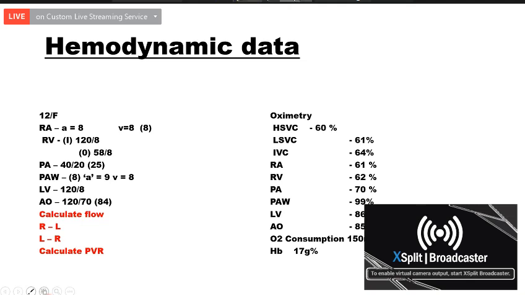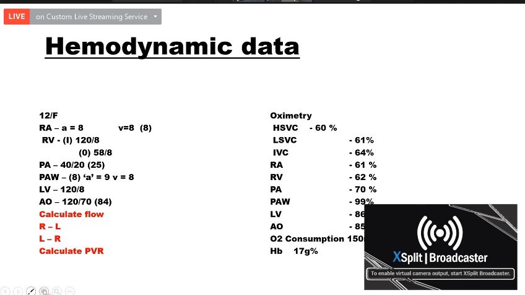There is no RA to RV gradient, but there is a significantly increased RV inflow gradient. The outflow gradient is 58 systolic with a mean of 8, sir. There is a gradient of 2 millimeters between inflow and outflow. Yes, there's a significant gradient between the RV outflow and inflow. Okay, very good. And PA pressures are 40 systolic with a mean of 25, sir.